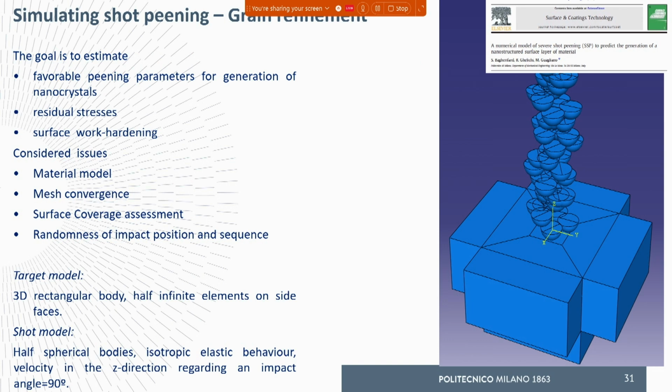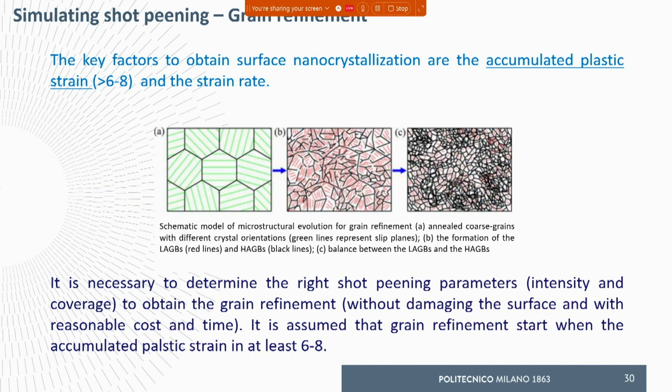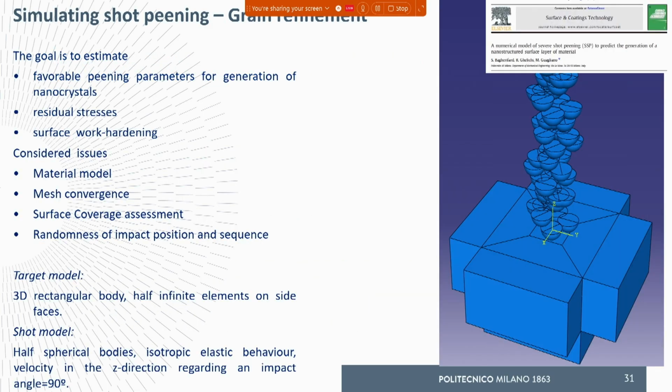We already said that the key factor in a simulation should be the ability to assess when the deformation reaches at least 6 to 8, let's say, and this is the condition that makes possible the prediction of grain refinement.